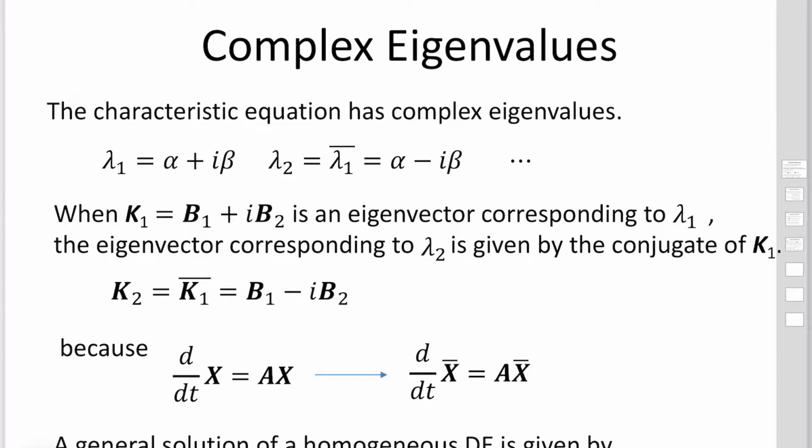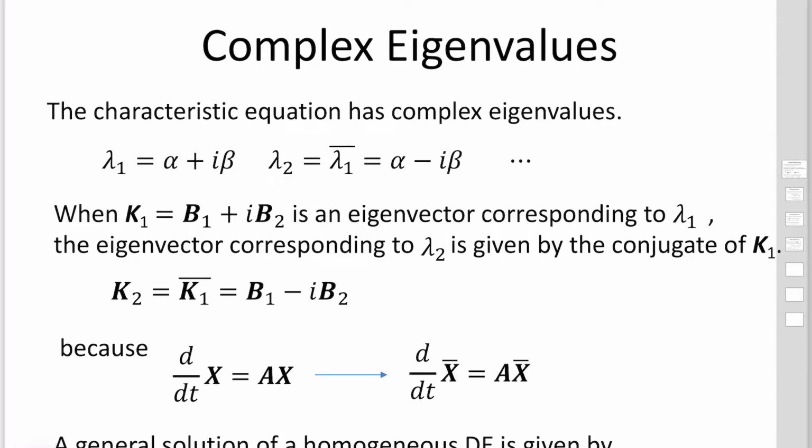In the last two cases, we considered the characteristic equation having distinct eigenvalues or repeated eigenvalues. In both cases, the eigenvalues are real numbers. Now we'd like to consider the case of complex numbers. So the characteristic equation has complex eigenvalues, lambda sub 1 and lambda sub 2.